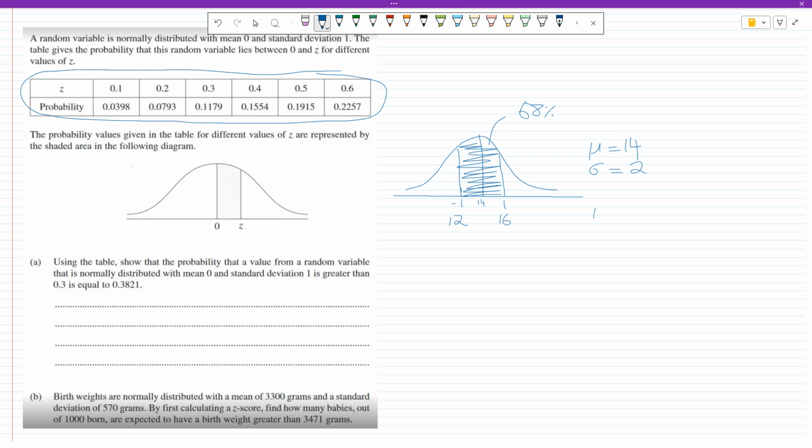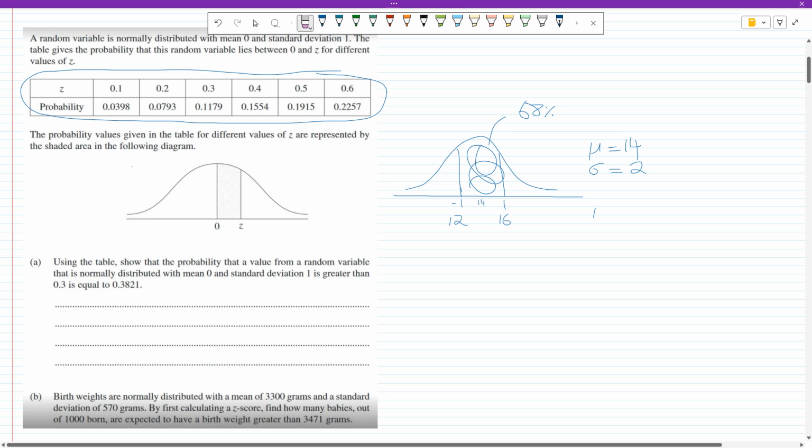Anyway, with the 68, 95, 99.7 rule, this is how the shading occurs, and we know that is going to be 68%. This table is talking about the area from 0 to Z. Now, what is Z? Well, the table says if Z is 0.1, then from 0 to 0.1, what's the shading?